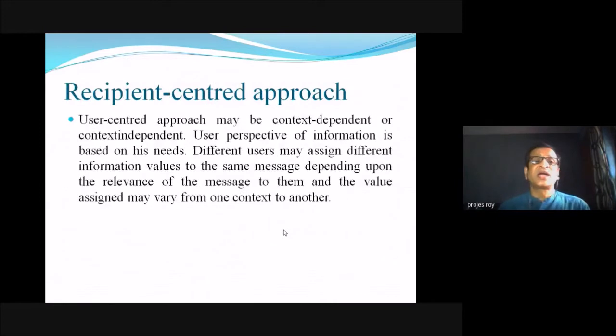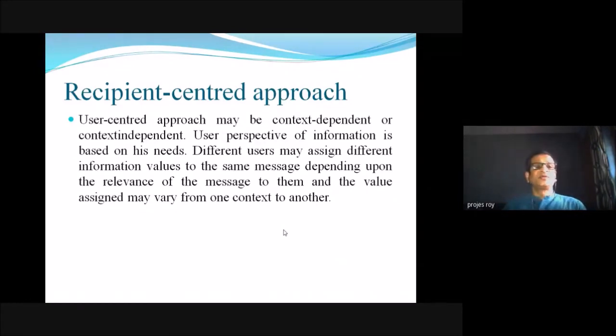Here, the recipient-centered approach, the user-centered approach, may be context-dependent or context-independent. The user perspective of information is based on his need. So whenever a user asks for, or requires some kind of information, it is of course a recipient-centered approach in information theory.